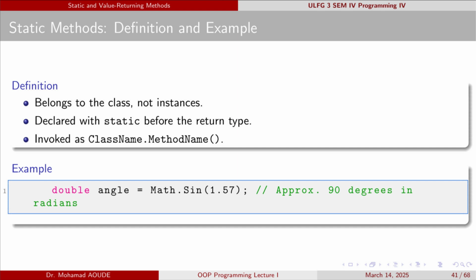Static methods belong to the class itself, not to individual objects. You can call them directly using ClassName.MethodName. For example, Math.Sin(1.57) calculates the sine of about 90 degrees, without needing to create a Math object first. Static methods are like global tools available whenever you need them.